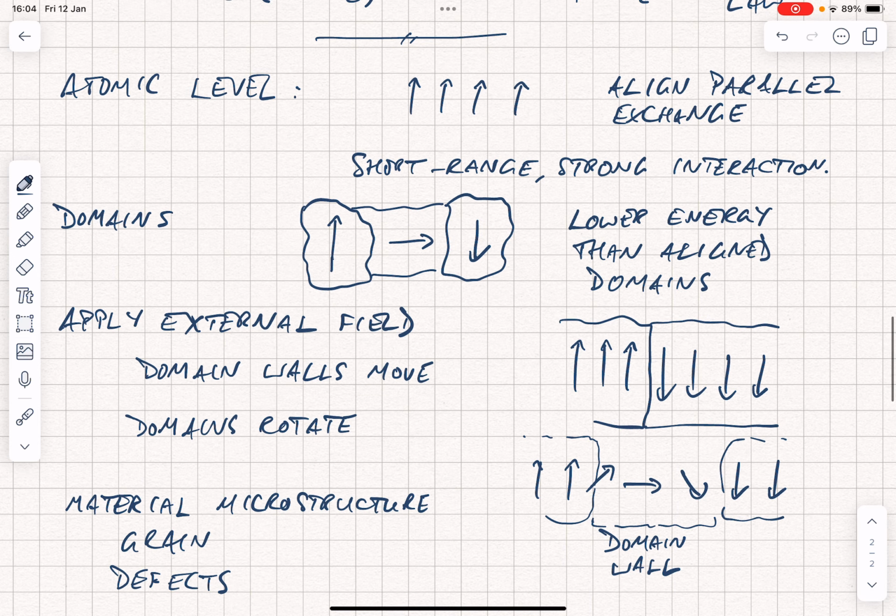So that's a brief discussion of the atomic mechanisms that you see in magnetism. It's largely been qualitative, but it covers most of what you need to know in terms of a basic understanding.